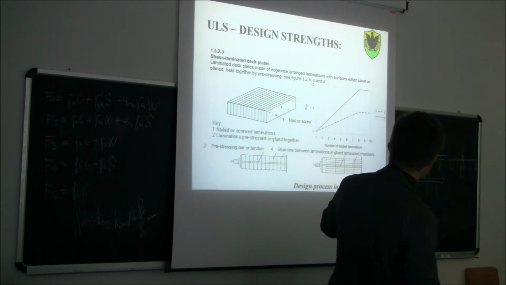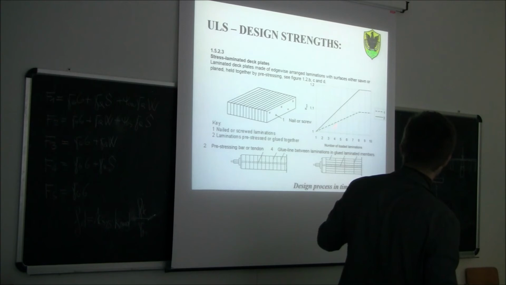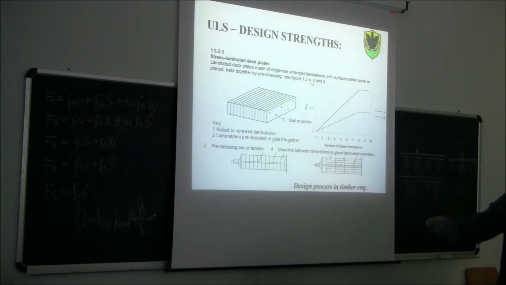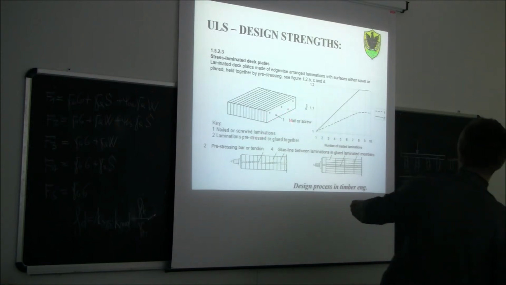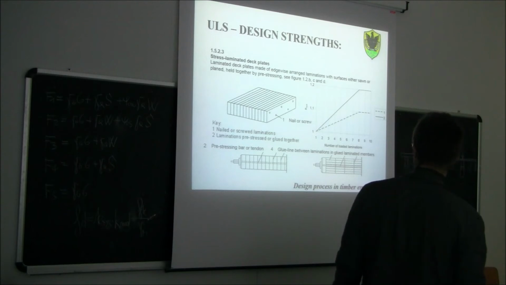If you have 2 beams, you see the k-system is going to increase. The more beams work together, the better. And you can see that up to 8 laminations we have an increase, and after that the k-system is constant. So we can get up to 1.2 in the case of laminations, pre-stressed or glued together, so planks glued together. Or up to 1.1 for system number 1, which is basically nailed or screwed lamination.